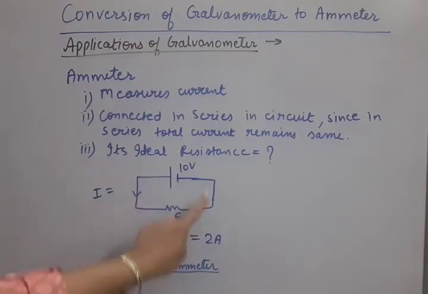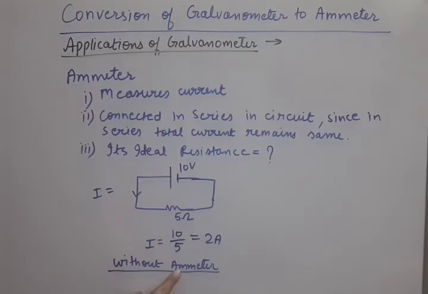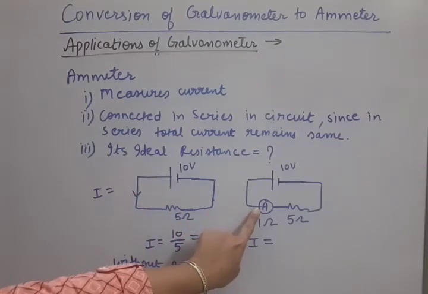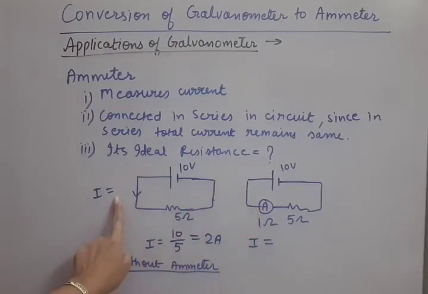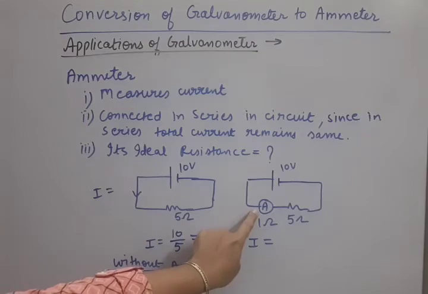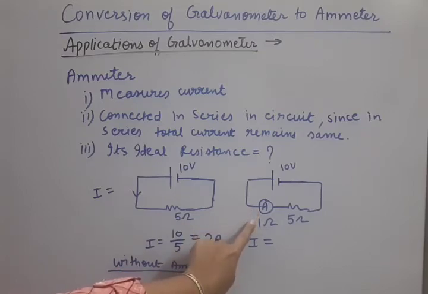Till now we have not connected an ammeter. This is the circuit without an ammeter. But to measure this current, we need to connect an ammeter. So what will be the change if we connect the ammeter? Suppose we have connected an ammeter in series so that we can measure this current. Now the ammeter or any apparatus has some resistance. Suppose the resistance of this ammeter is 1 ohm.